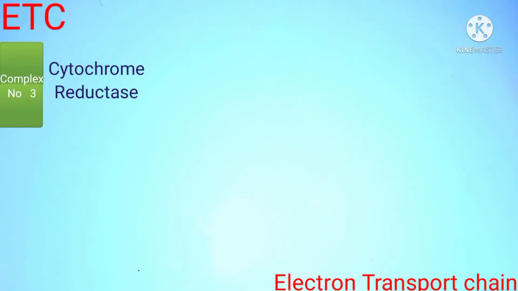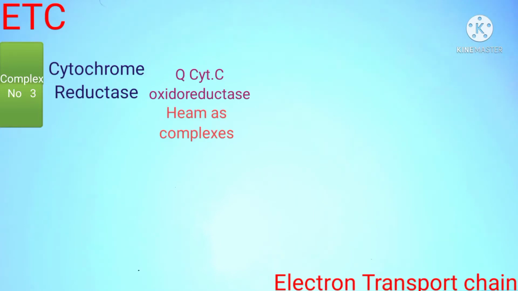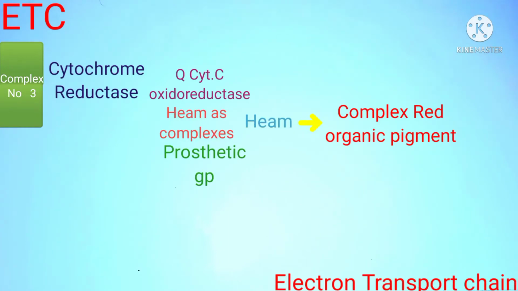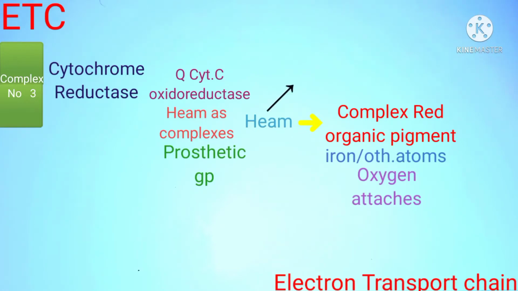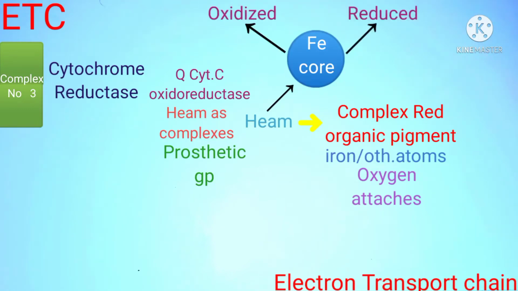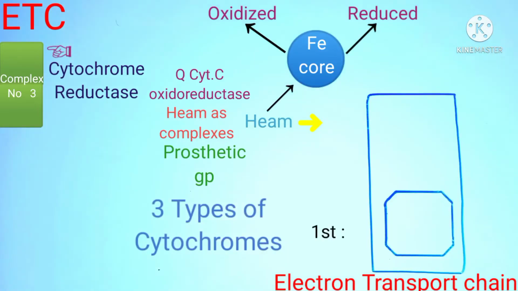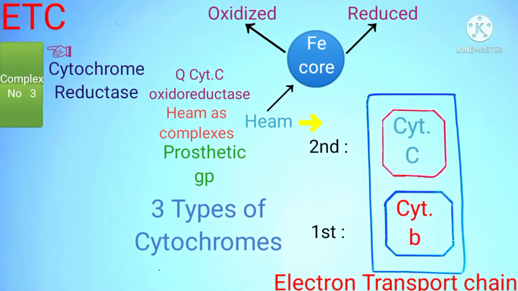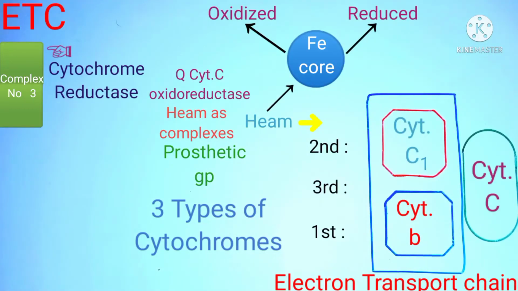The third complex of the electron transport chain is known as cytochrome reductase. It is also called Q-cytochrome C oxidoreductase. All the cytochromes are a group of proteins which contain heme as their prosthetic group. A heme is a complex red organic pigment containing iron or other atoms to which oxygen binds. They also contain an iron core in which the iron can exist in an oxidized and reduced form, depending on the electrons it has. The third complex contains 3 types of cytochromes. The first is cytochrome B, the second is cytochrome C1 and the third is cytochrome C.